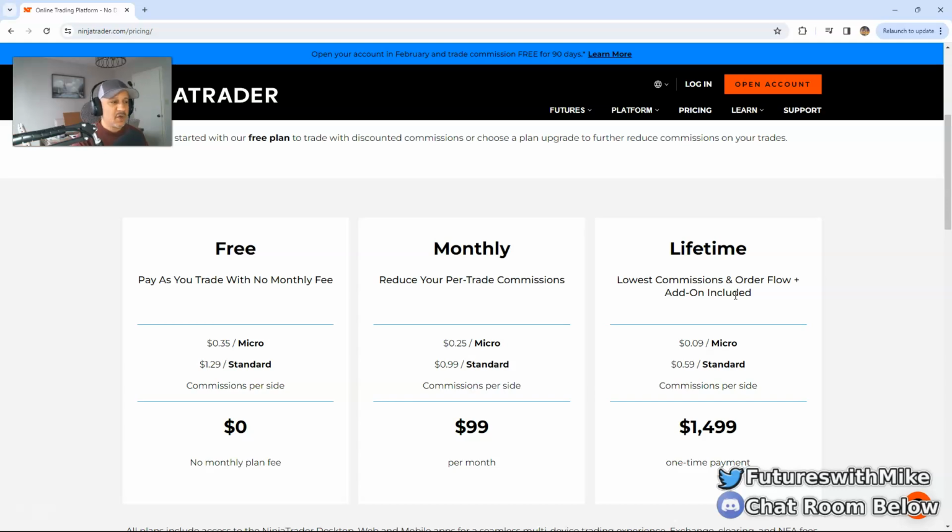As you can see here, this is trading the micros, and then you see the standard, that's like trading the full-size E-minis, for example. If you trade the MES, the micro, for owning your license it would be like 9 cents. That's the commission fee, and you see what you do receive in addition with the lifetime license is the order flow package. But the standard, for trading the ES, is like, what is it, 59 cents? Yeah, or the NASDAQ's like 59 cents, but that's per side now. You've got to think about that.